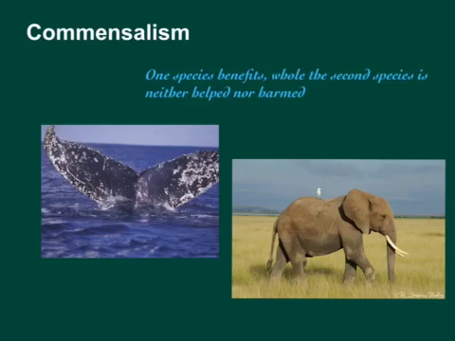And on the elephant, you can see a little bird on it, and the bird benefits from the relationship because it doesn't have to fly to get to the place it wants to be. It just sits on the elephant, while the elephant can't really feel it, so it doesn't really mind.